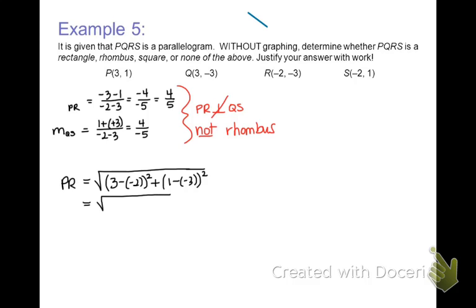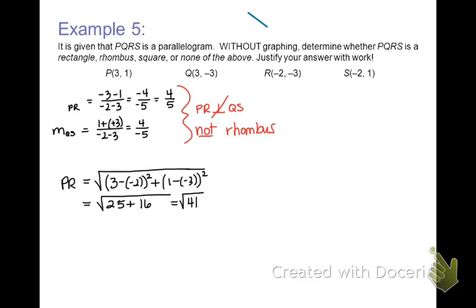I'm going to do some of it with you here. 3 minus a negative 2 becomes 3 plus 2, which is 5. 5 squared is 25. Over here we've got 1 minus a negative 3, which is 4, adding, good, and squared that is 16. So this is the square root of 41. Remember, I told you guys not to worry about simplifying for these problems. Just see if you get the square root of 41 on the next one.